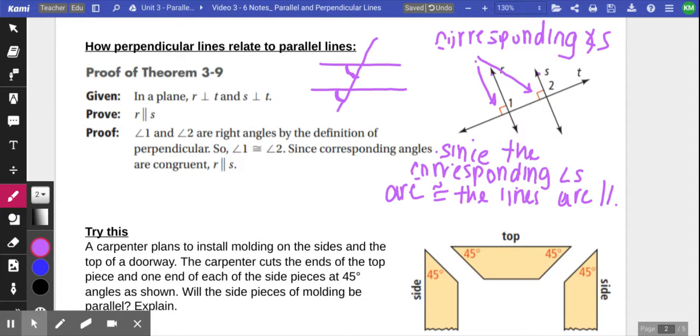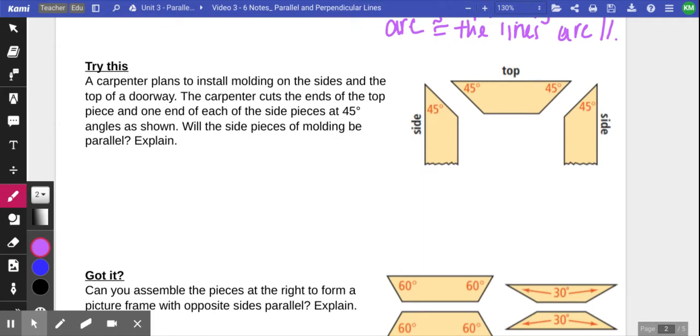Okay, so now let's see if we can take this whole idea of lines being perpendicular and parallel and turn it into a real life application. So let's look over here. A carpenter plans to install molding on the sides and the top of a doorway. The carpenter cuts the ends of the top piece and one end of each of the side pieces at 45 degrees, as shown over here. Will the side pieces of the molding be parallel? And explain.